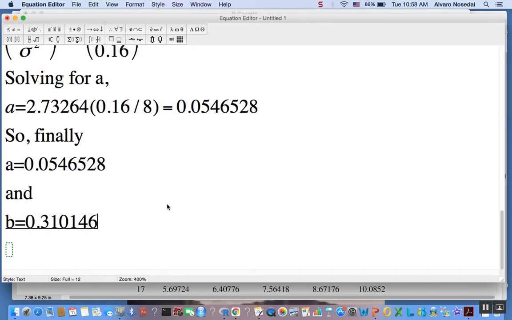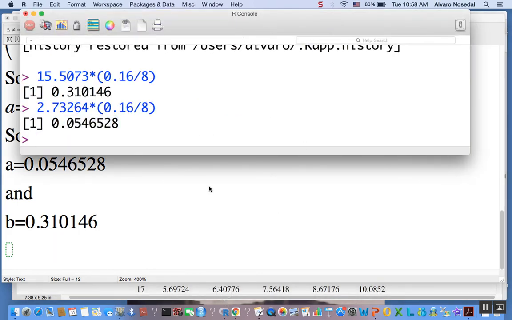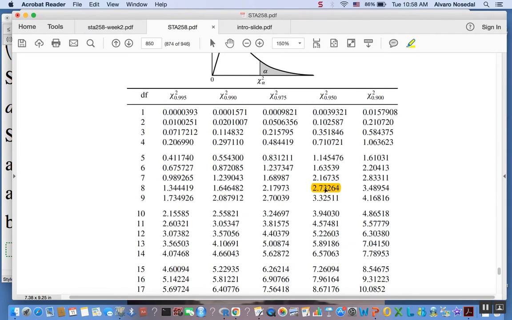Now, this is doing things by hand using a table, right? And it is important to learn how to do this using a table, because remember that our final exam will be, you know, your typical in-class type of exam, okay? But now let me show you how to do this using R, because it's important for you to learn also how to do that, okay? So let's just check that what we have here is true, okay? So according to this table, the area to the right of 2.73264 for a chi-square with 8 degrees of freedom, well, that proportion of observations to its right is 95%.